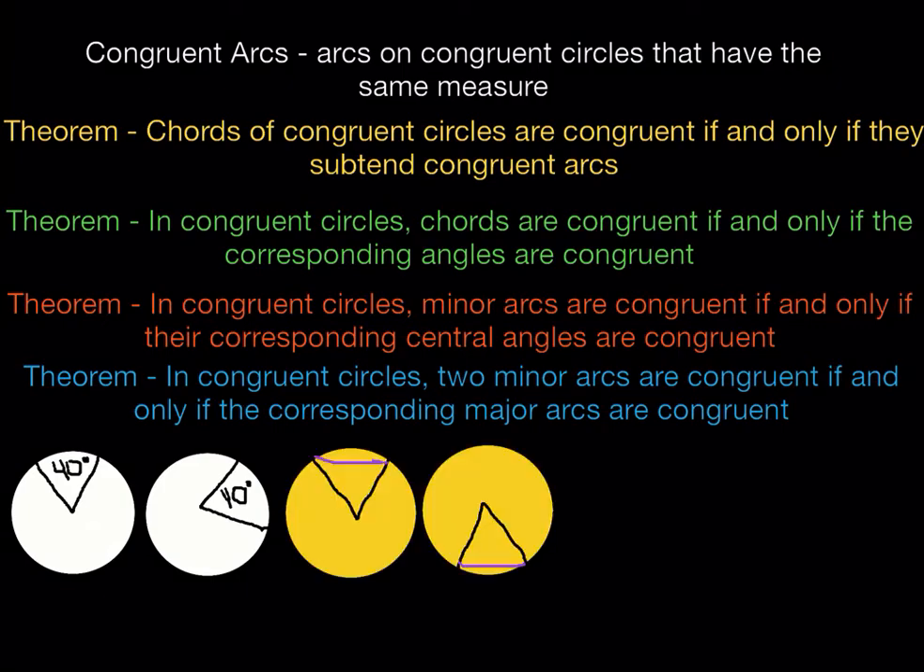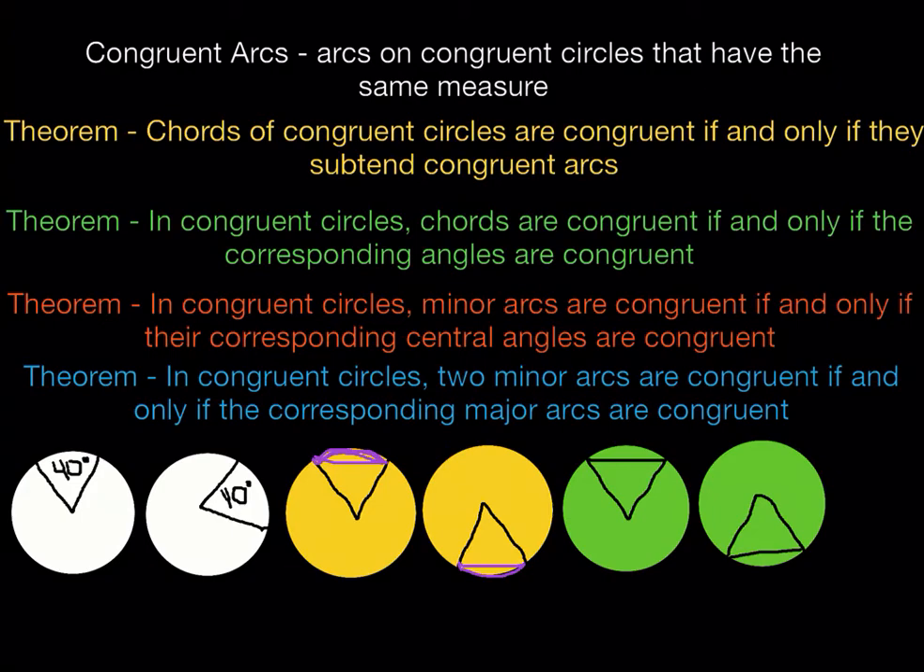First theorem, chords of congruent circles are congruent if and only if, so it's biconditional, it works both directions, if and only if they subtend congruent arcs. So if you look down here, the purple chords are going to be congruent if the arcs that form these are congruent. So if this part and this part, those arcs are the same, then the chords will be the same, and vice versa.